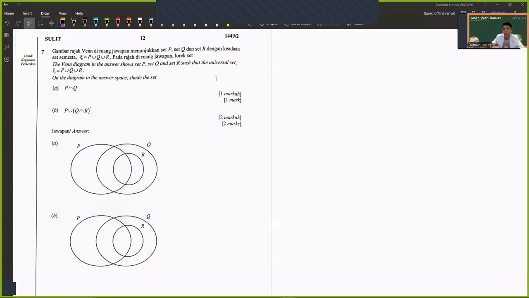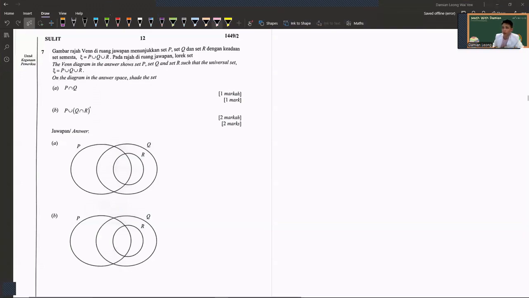Then question 7. The Venn diagram here shows sets P, Q, and R. On the diagram, the question says shade the sets. P intersect Q: everything that is intersecting between P and Q. So it includes this part in R as well. So this whole part would be the shaded region. And for B, P union Q, bracket, Q intersect R prime. So Q intersect R prime means everything outside of set R basically.